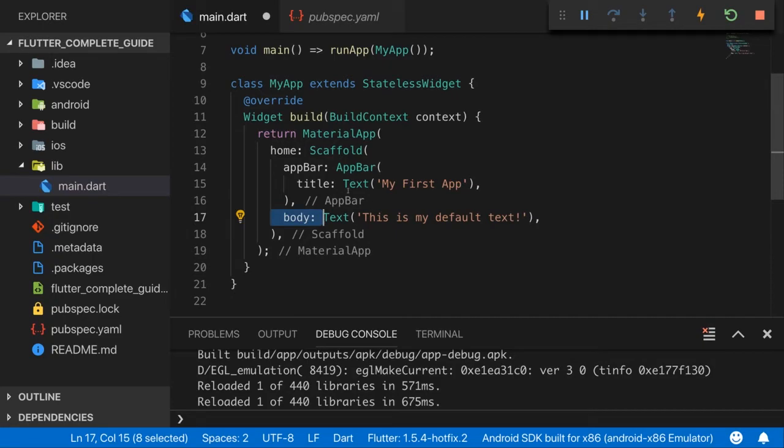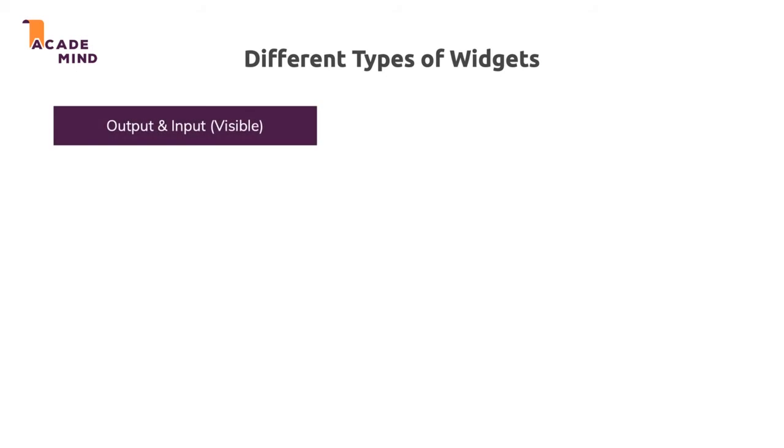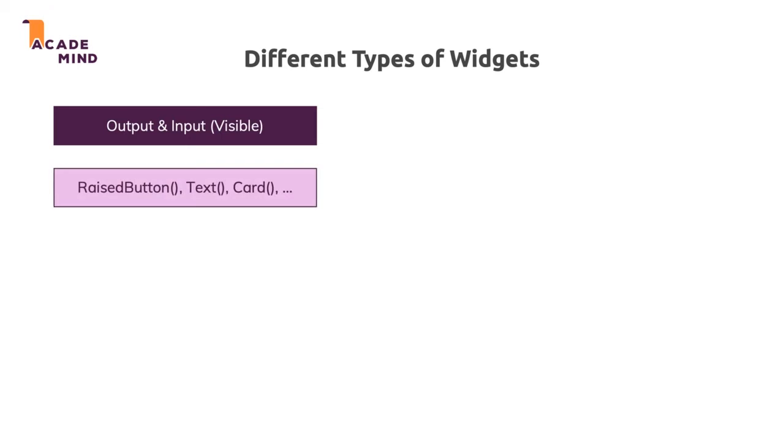I want to pass more than one widget. I want to have a text and a couple of buttons. For this, it's important to understand that we have different types of widgets in Flutter. We have the visible widgets, which are related to user input and to outputting data. Things like a button or a text or a card. And we have only seen the text from all these examples here thus far, but there are more widgets like, well, the raised button, which renders a button, and other widgets. And we'll see all of those throughout the course.